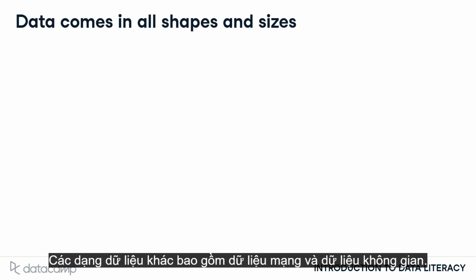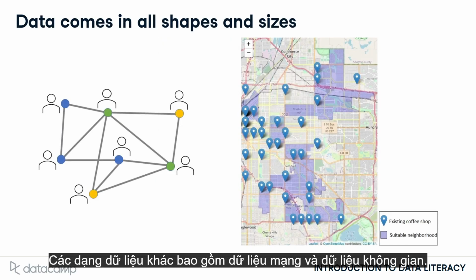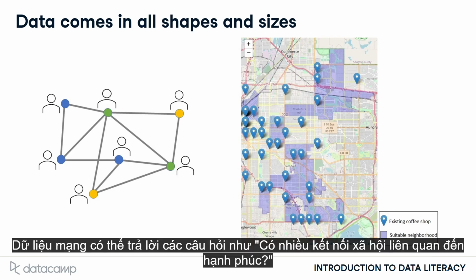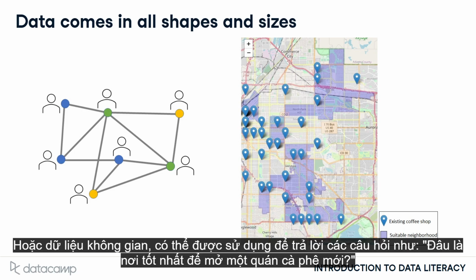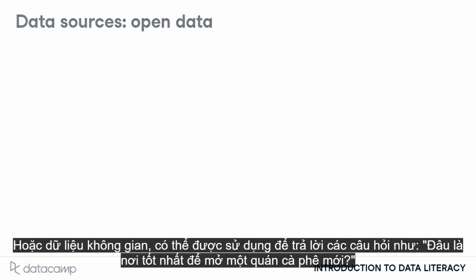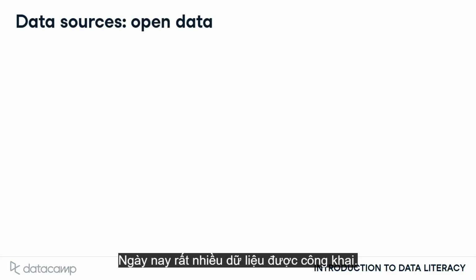Other forms of data include network and spatial data. Network data can answer questions like, are many social connections linked to happiness? Or spatial data, which can be used to answer questions such as, where is the best place to open a new coffee shop? Nowadays, a lot of data is publicly available.